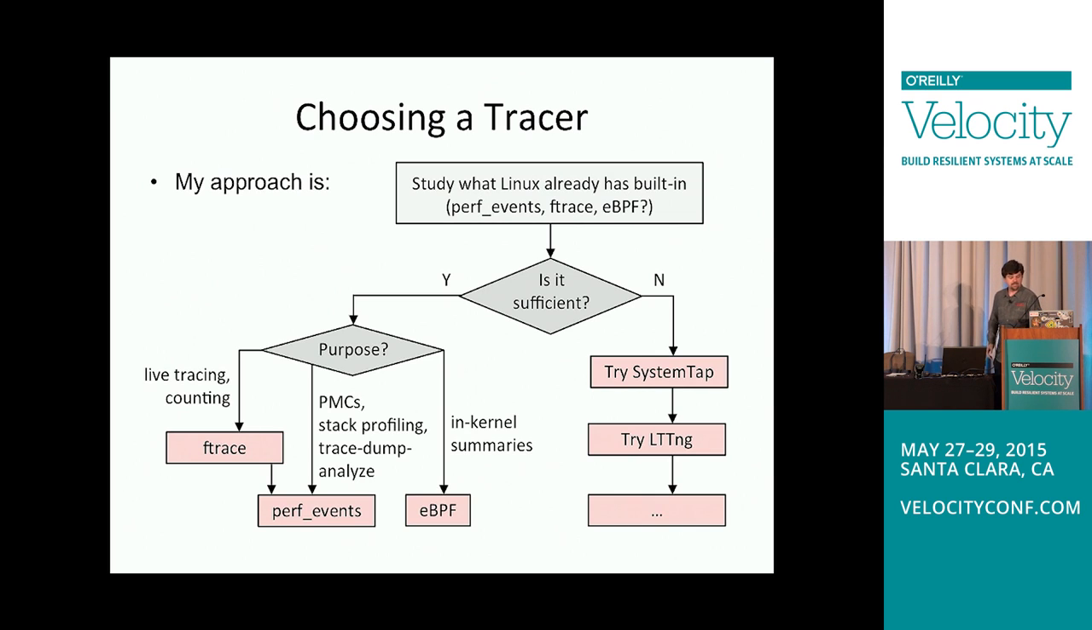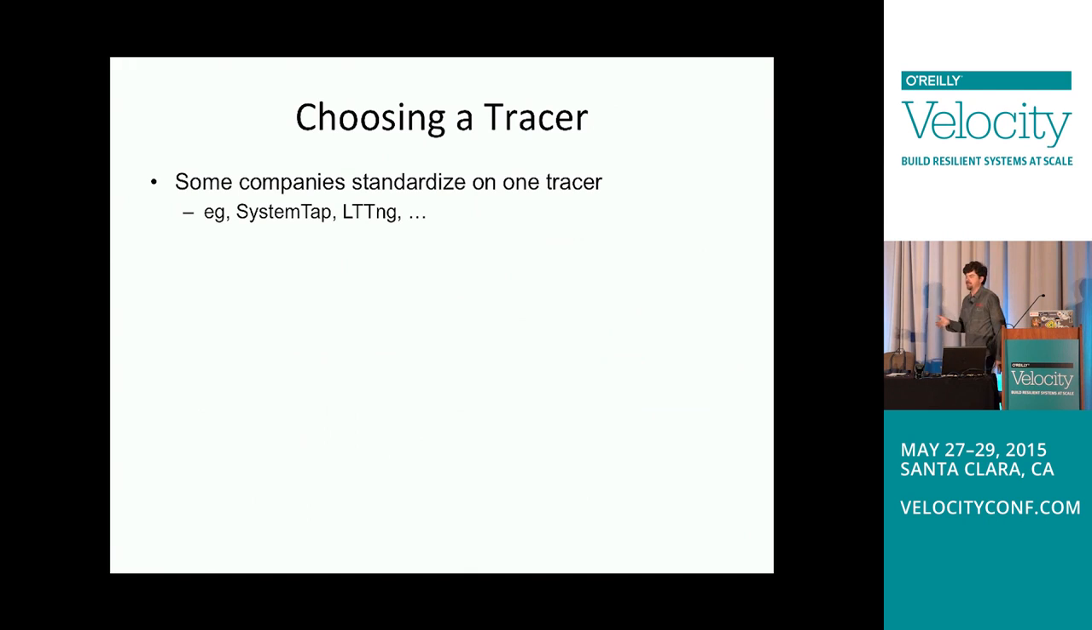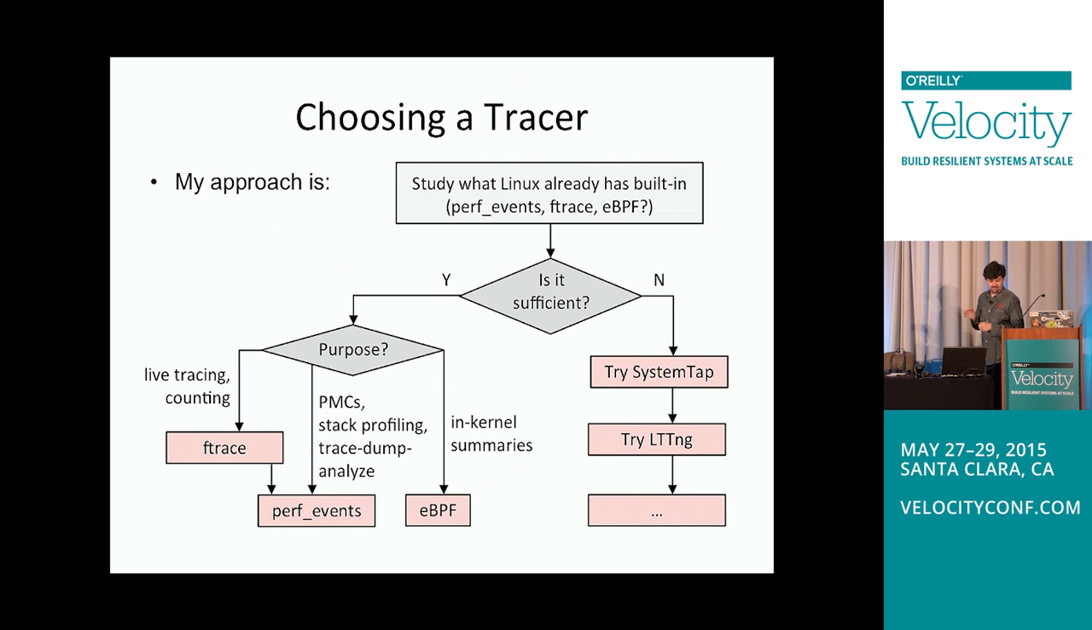Choosing a tracer: some companies just pick one because it's, say, LTTng or SystemTap, and they skill up on that one, and then they do their tooling based on that. Here's my approach. What does Linux come with? In the Linux source code right now is perf events, Ftrace, and eBPF. They're going to be maintained, and they're not going away anytime soon. Are they sufficient? If so, just use them. If not, then investigate the add-ons like SystemTap or LTTng. And so I've got my breakdown. If it's live tracing and counting, I can use Ftrace. For a lot of the profiling, perf events, and the new one is eBPF for in-kernel summaries.